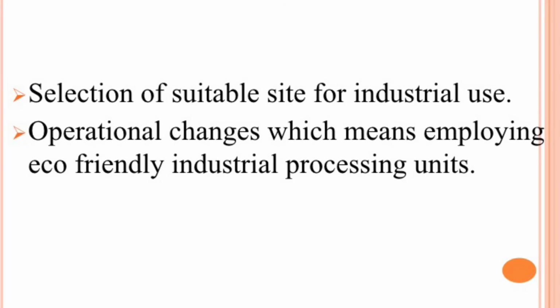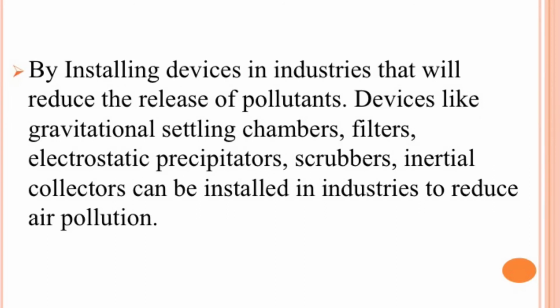Selection of suitable site for industrial use, operational changes, which means employing eco-friendly industrial processing units. Then, by installing devices in industries that will reduce the release of pollutants, devices like gravitational settling chambers, filters, electrostatic precipitators, scrubbers, inertial collectors, these can all be installed in industries to reduce air pollution. Use of tall chimney reduces air pollutants at the ground level.